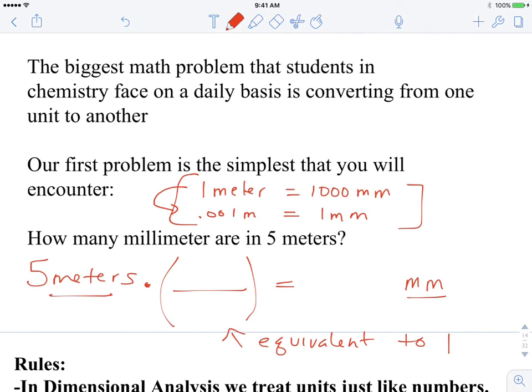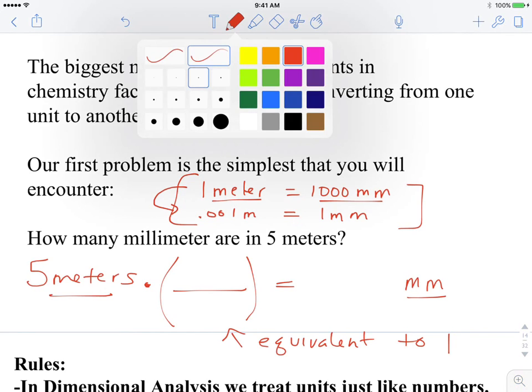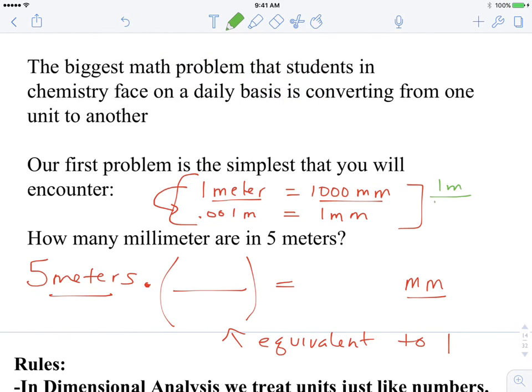This is a little bit different. The fact that 1 meter is equal to 1,000 millimeters, if I write it as a fraction, I can write it as 1 meter over 1,000 millimeters, or I could write it as 1,000 millimeters over 1 meter. Because they're equal, 1 meter is equal to 1,000 millimeters. Because they are equal, I can write them so that if they're a fraction, they will be equivalent to 1.